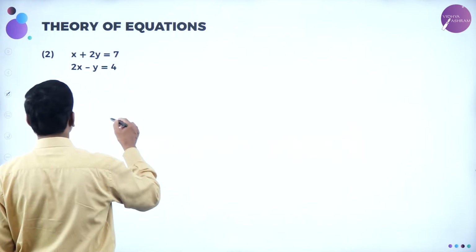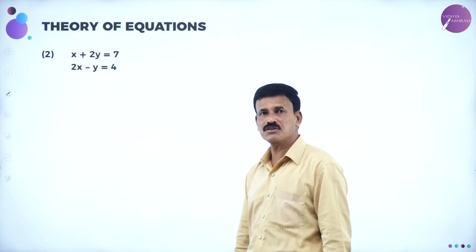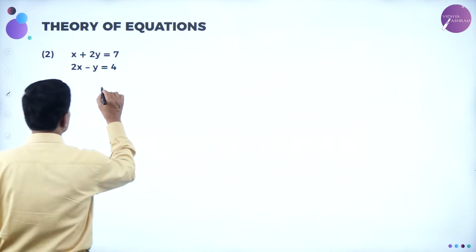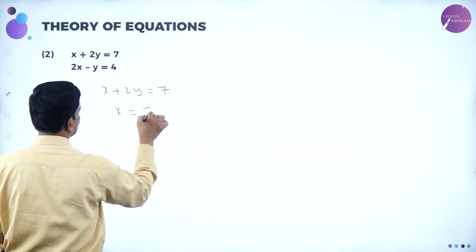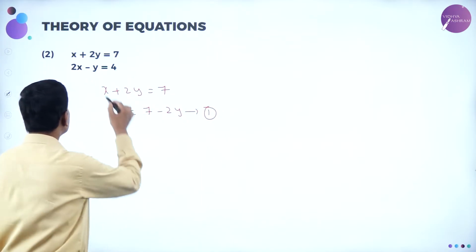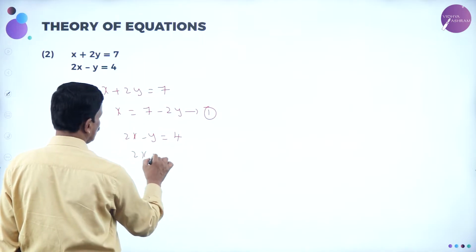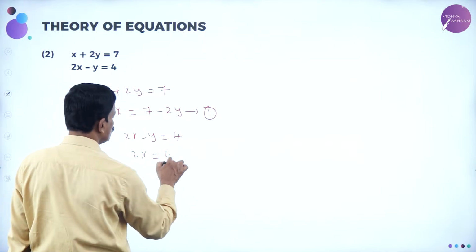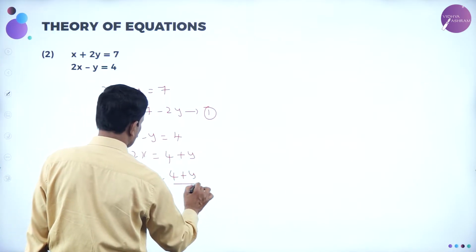So, solve this by comparison method. x plus 2y is equal to 7. 2x minus y is equal to 4. Now, from x plus 2y is equal to 7, get the value of x. x is equal to 7 minus 2y. Similarly, from 2x minus y is equal to 4, get the value of x. 2x is equal to 4 plus y, minus y becomes plus y. x is equal to 4 plus y by 2.